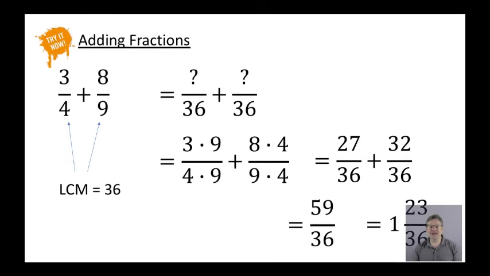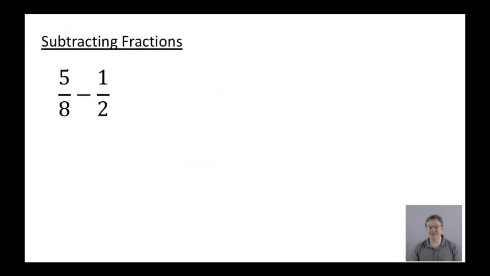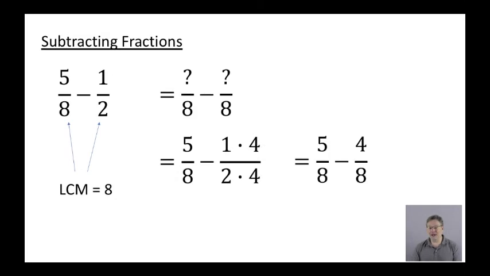For subtracting fractions, the procedure is exactly the same, except for subtraction, of course, of the numerators. So let's take a look at this here. Once again, we need to have a common denominator. In this case, the least common multiple of the two denominators is 8. And so our first fraction is going to remain the same, but our second fraction is going to be converted to 4/8 by multiplying top and bottom by 4.